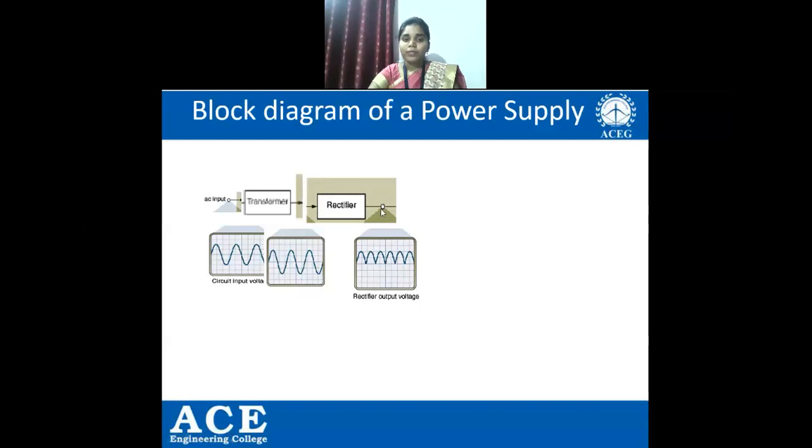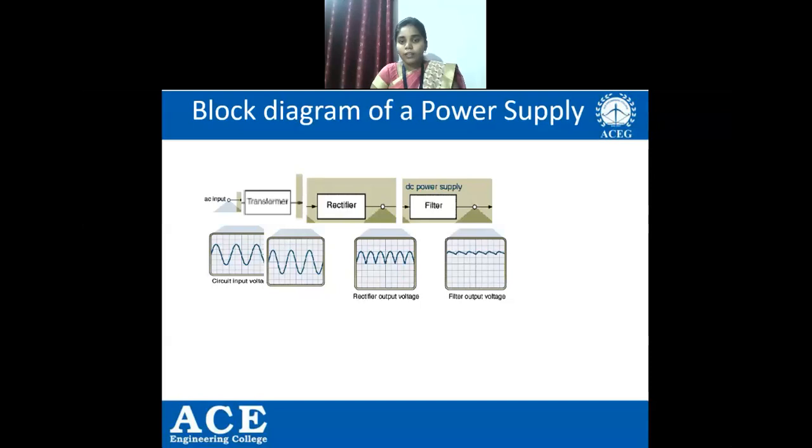Now what we need to do? We need to smooth this rectified output voltage. For that, we require a filter circuit, that we can see here. Now we used a filter, and by this filter we are going to smooth our rectified output voltage. Now this is the filtered output. Can we say this is a DC signal? No. Still some fluctuations are there. Some AC component is present.